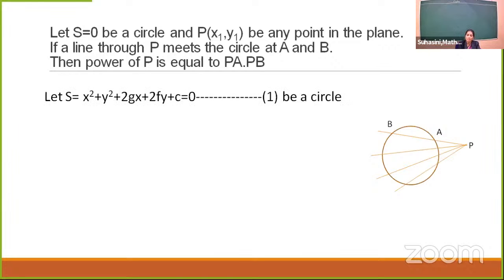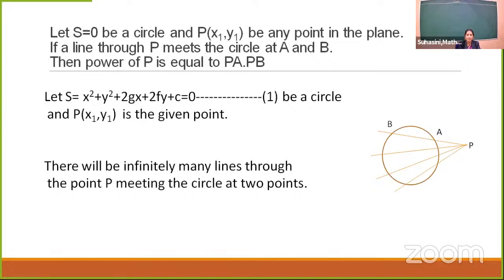Because he is telling that the circle is in the standard form, let us take S = x square plus y square plus 2gx plus 2fy plus c = 0. And let P(x1, y1) be a given point. We have to choose a point. Let P(x1, y1) be such a point.